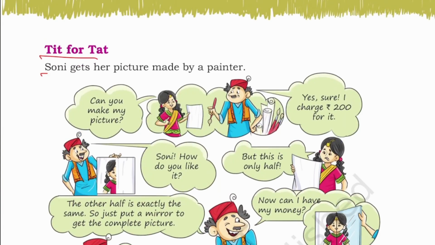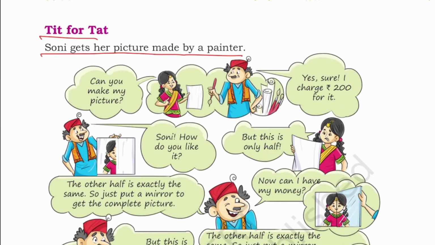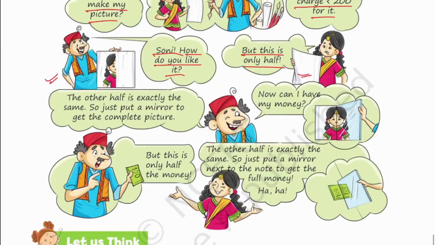Tit for tat. Sony gets her picture made by a painter. Can you make my picture? Yes, sure. I charge rupees 200 for it. Sony, how do you like it? The painter says. But this is only half, Sony says. The other half is exactly the same, so just put a mirror to get the complete picture. Painter says, now can I have my money?